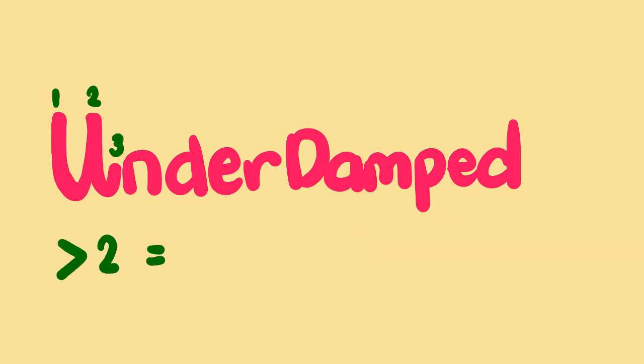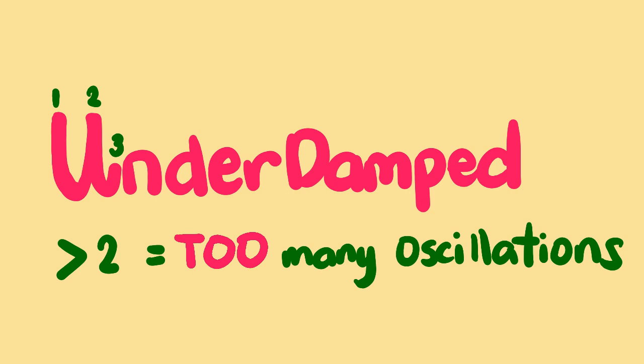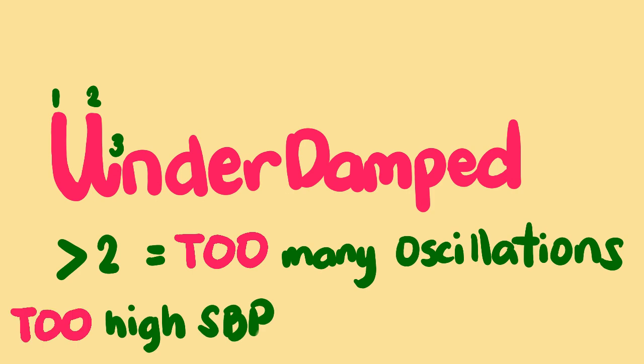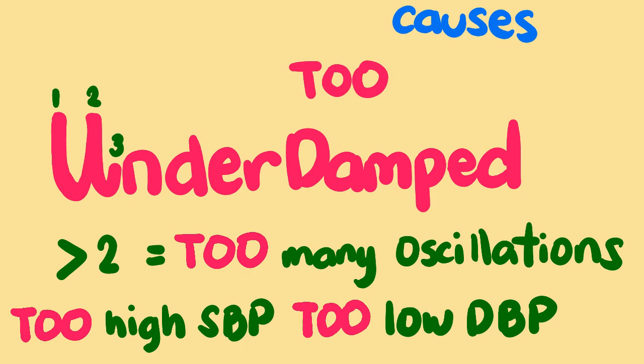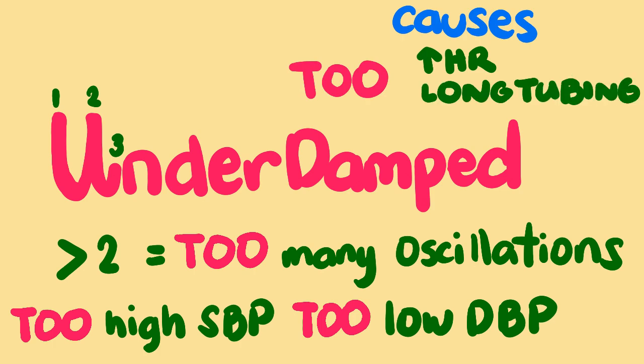Therefore, there are too many oscillations, leading to too high systolic blood pressure and too low diastolic blood pressure. The causes are too high heart rate, the line is too long, and too high vascular resistance.